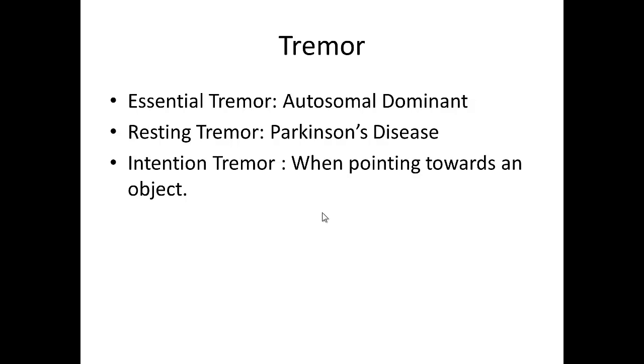Now, we talked about the resting tremor in Parkinson's disease. There are several types of other tremors: an essential tremor, which can be autosomal dominant, or an intention tremor, which only occurs when you're pointing at something.